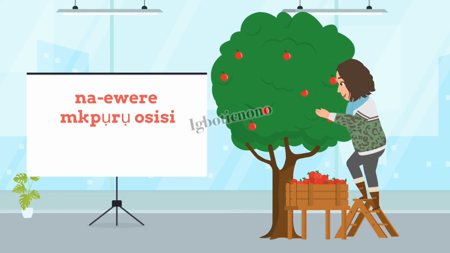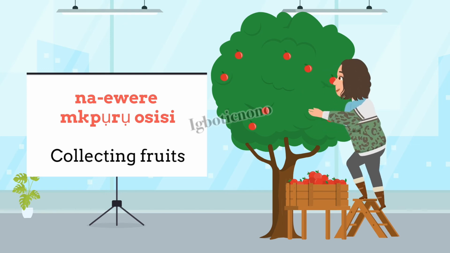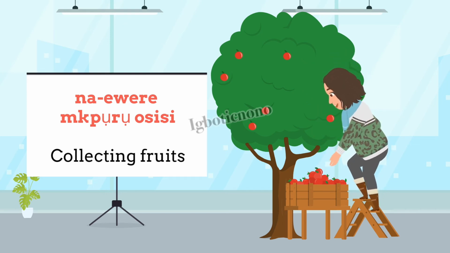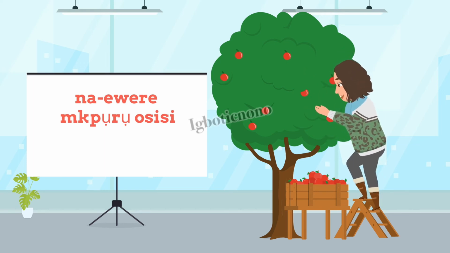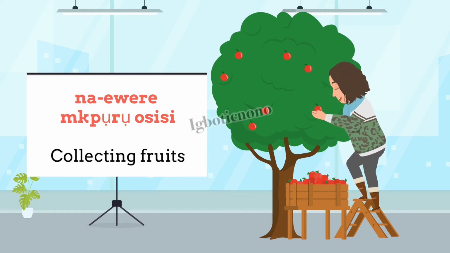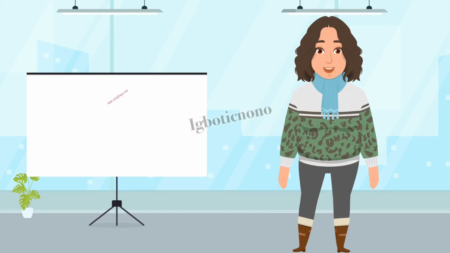Na ewere mkpụrụ osisi. You're collecting fruit from the tree. So ị na ewere mkpụrụ osisi. You can also say ị na ewere efele, collecting plates. But this time around, it's mkpụrụ osisi we're talking about. So na ewere mkpụrụ osisi, collecting fruits.